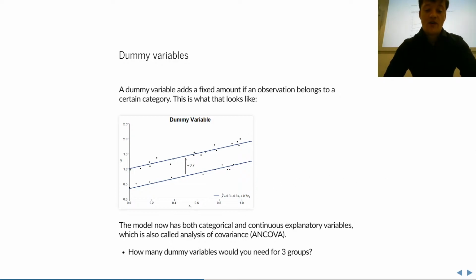Okay, how many dummy variables would I need to have 3 groups? So now we have 2 groups. What would I need for 3 groups?